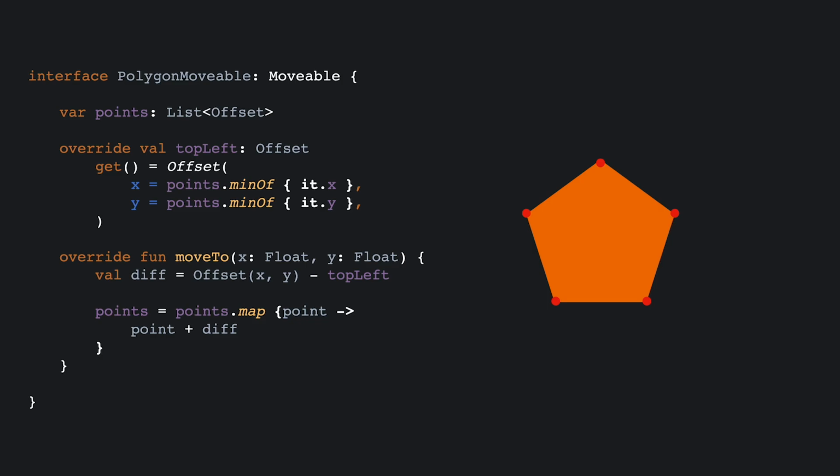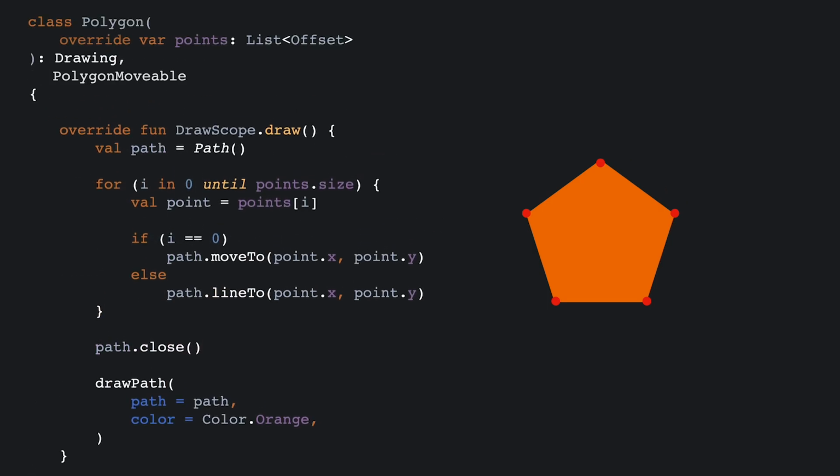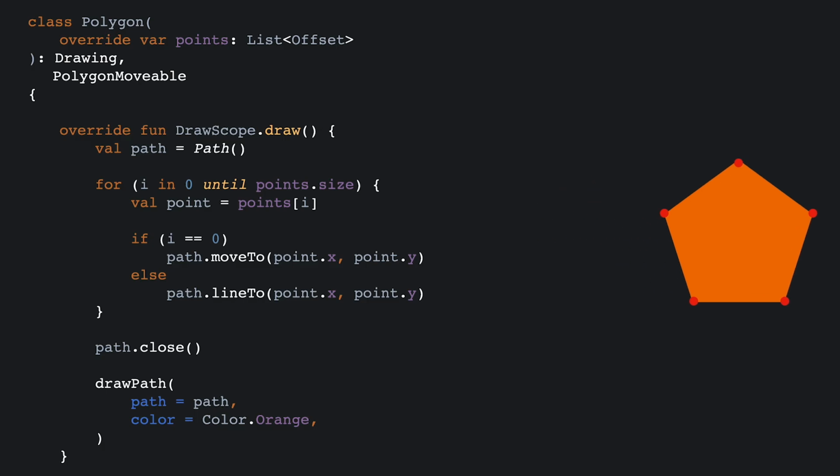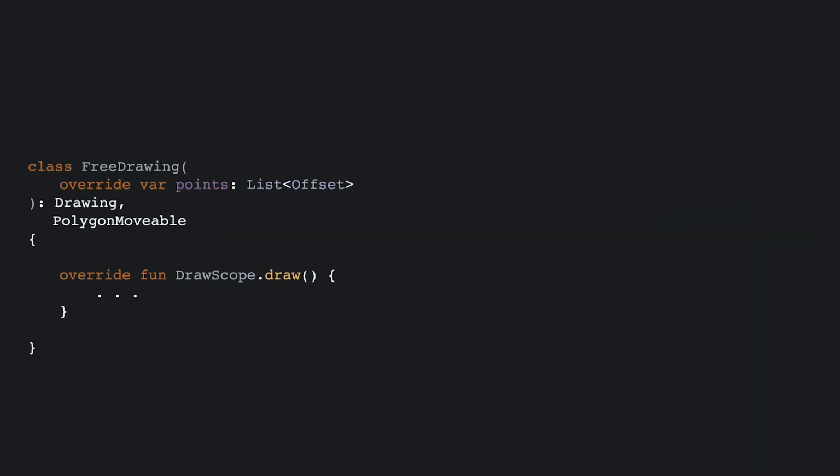Now we can simply move to our polygon class and add the polygon movable. Then we need to add the override keyword to points, and that's it. Now we have a movable polygon. And the cool thing is that this polygon movable can be reused somewhere else. Like let's say that we have a free drawing which accepts a list of points as well. So for this case, we can use the polygon movable and it's going to work even though the drawings are totally different and draw differently.